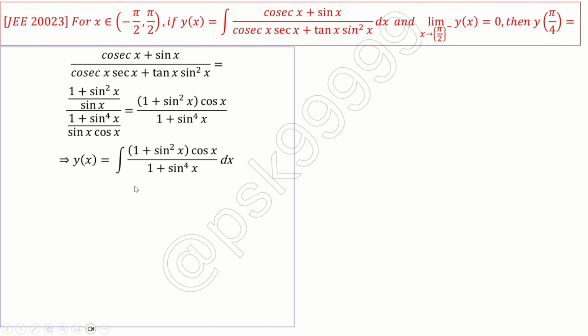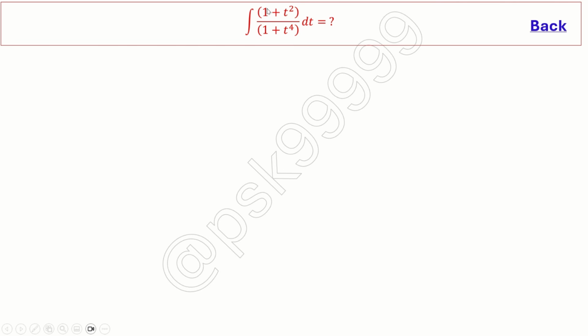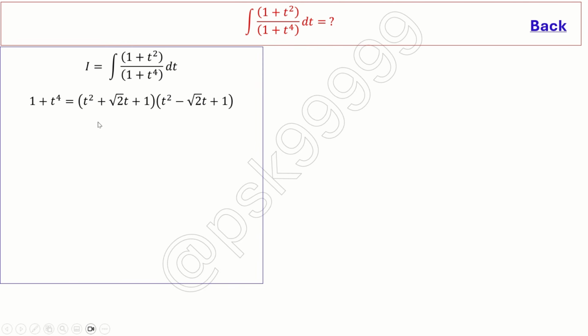So it will be a simple integration, correct? y of x equals this value. If I take sine x as t, cos x dx is dt. Then you should know this standard one: y of x is the integration of (1 plus t square) by (1 plus t to the power of 4) dt. You should remember it, but if you don't, this is how we will solve it. Let's go there and check. So how to solve the integration of (1 plus t square) by (1 plus t to the power of 4) dt?